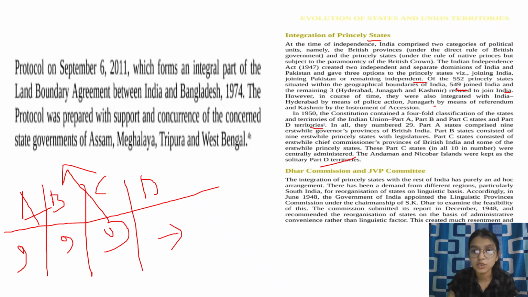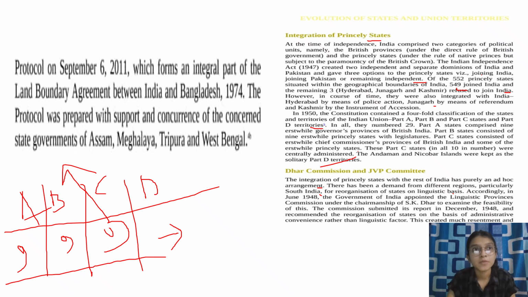Then we have the Dhar Commission and the JVP Committee. So this is the classification that was made at that time. The integration of princely states with the rest of India was a purely ad hoc arrangement. On the basis of the ad hoc agreement, the princely states were incorporated into India. There has been a demand from different regions, particularly South India, for reorganization of states on a linguistic basis. Some people were not quite happy with the classification of the states, and they were asking for reorganization of states on a linguistic basis.